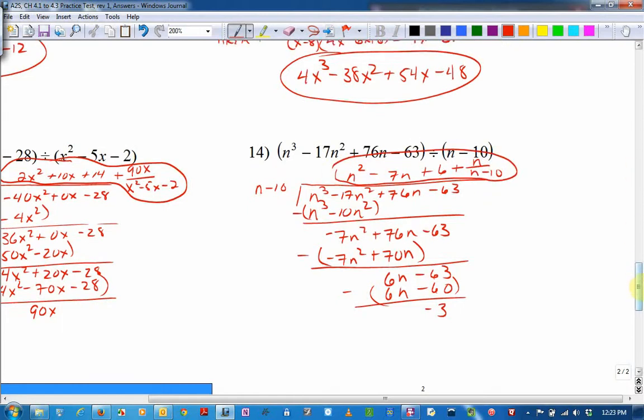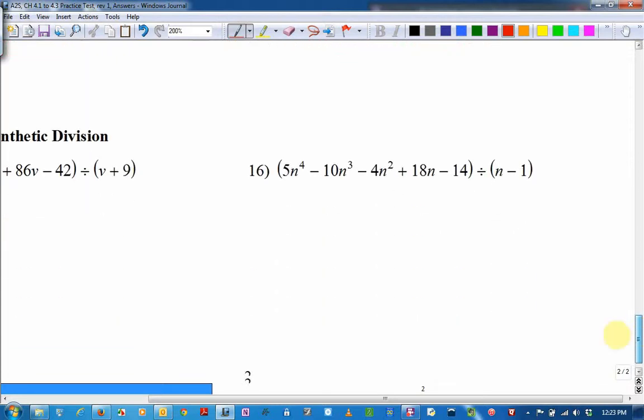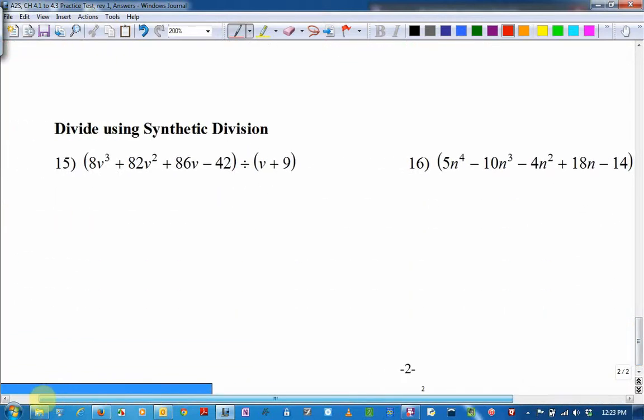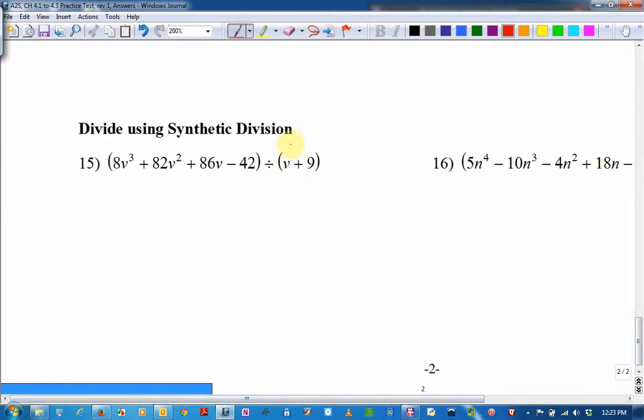Okay, the last two problems are going to be using synthetic division to divide. That's going to be a lot quicker as long as my divisors look right. Remember, this has to be a power of 1, and it is, and it can't have any coefficient in front of it, and it doesn't. So let's go ahead and set this up. If my factor is v minus 9, my root is v equal to a negative 9. So that is what I'm going to be using synthetic division with.